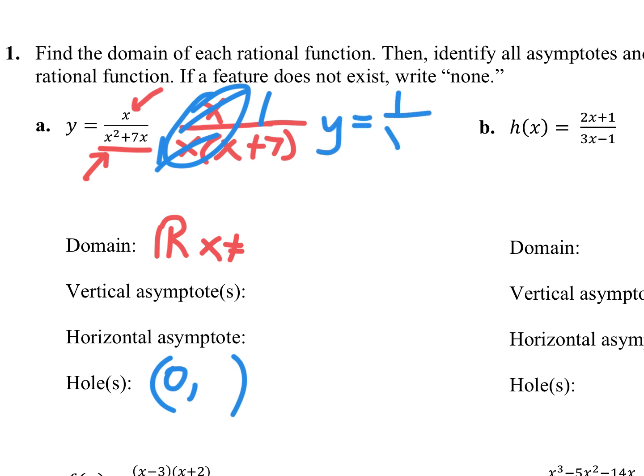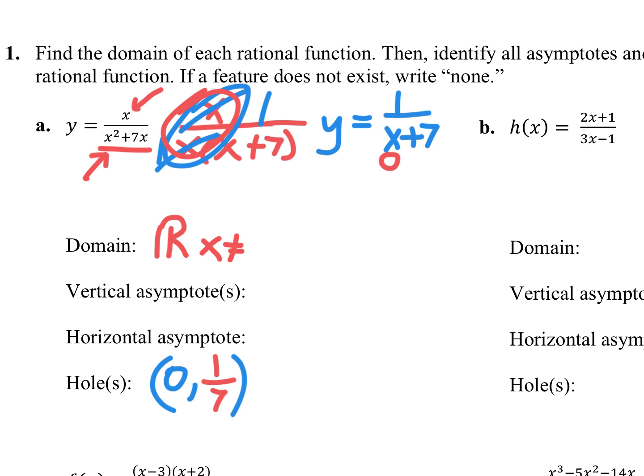I'm going to just rewrite my nice, clean, simplified function: 1 over x plus 7, but it's not exactly the same as the original because the original had this hole in it here. So there's a hole at 0 comma what? You go put the 0 right here, and you have 1 over 7. 0 comma 1/7. All right.